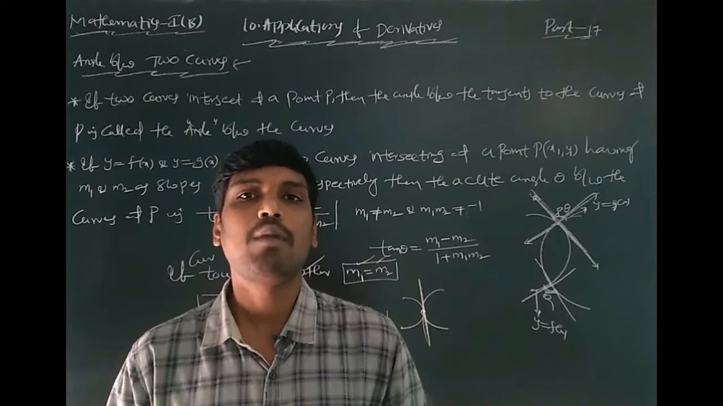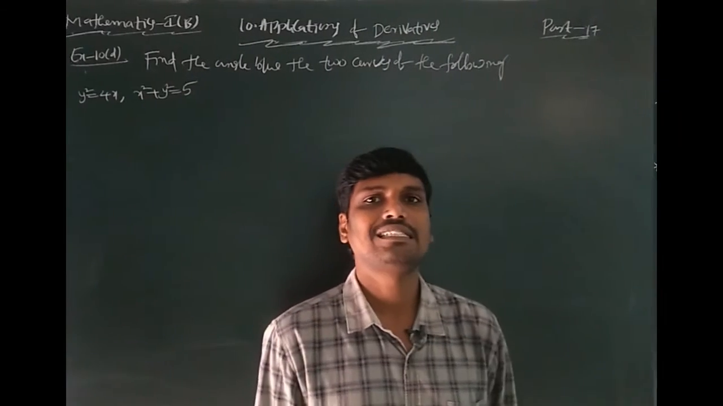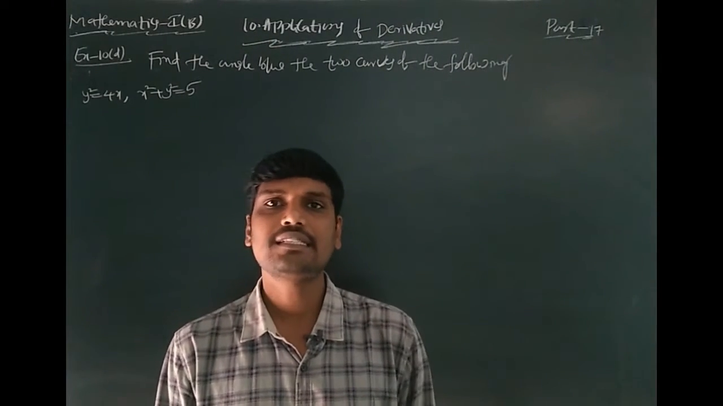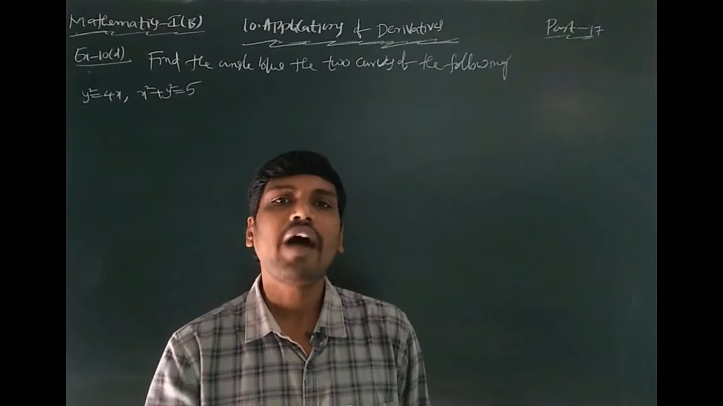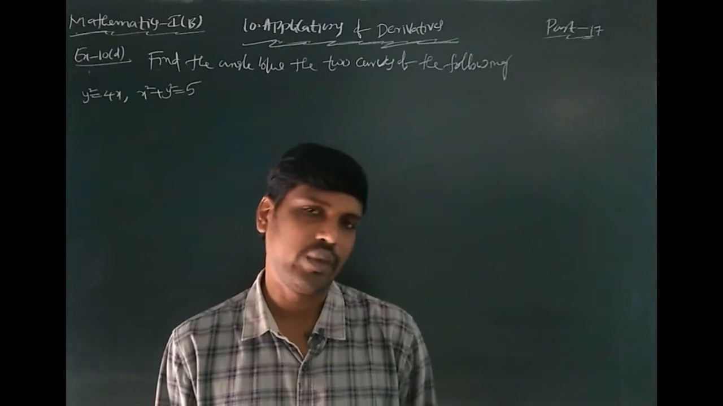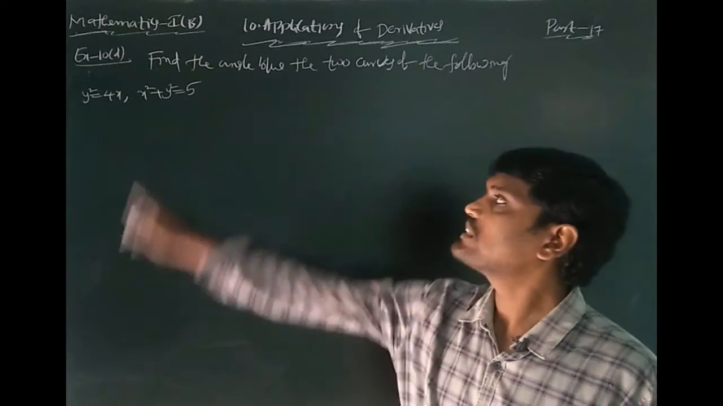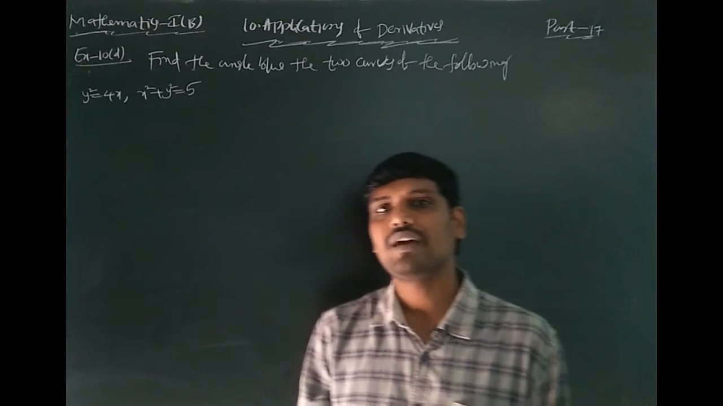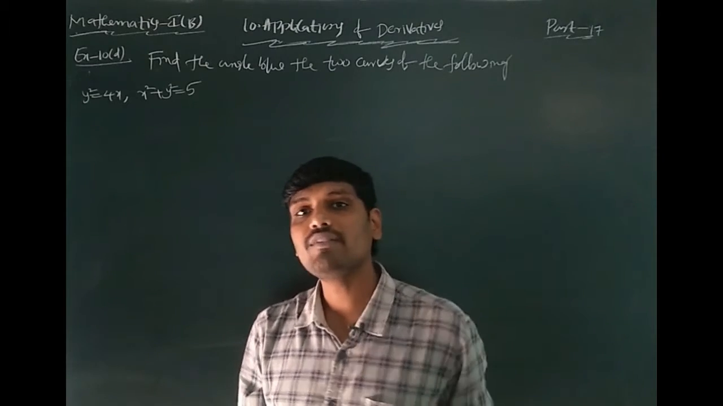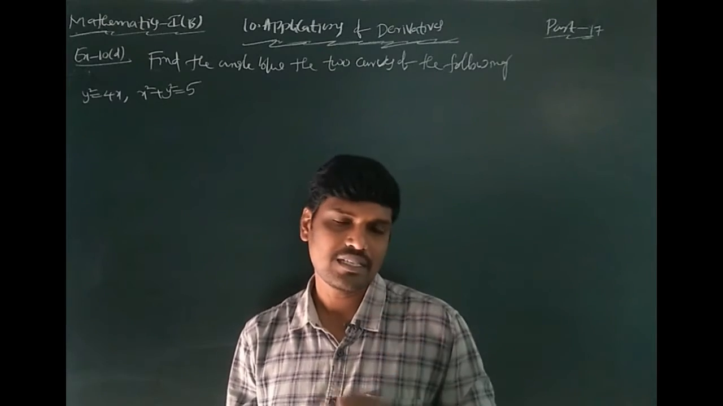Now a model problem is explained from exercise 10b. In this exercise, what is the question? Find the angle between the two curves of the following. What is the first curve? y square equal to 4x. Second curve, x square plus y square equal to 5. What is the formula for the angle between two curves? Tan theta equal to (m1 minus m2) by (1 plus m1 m2).